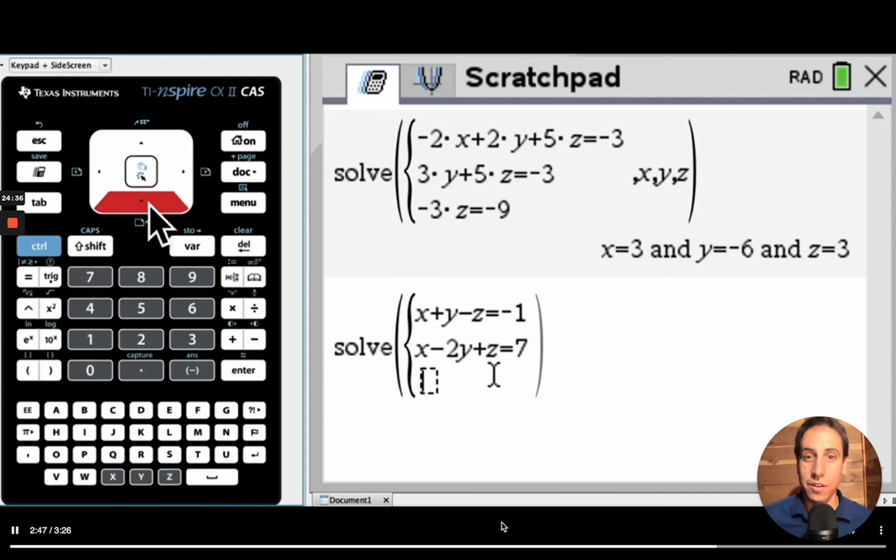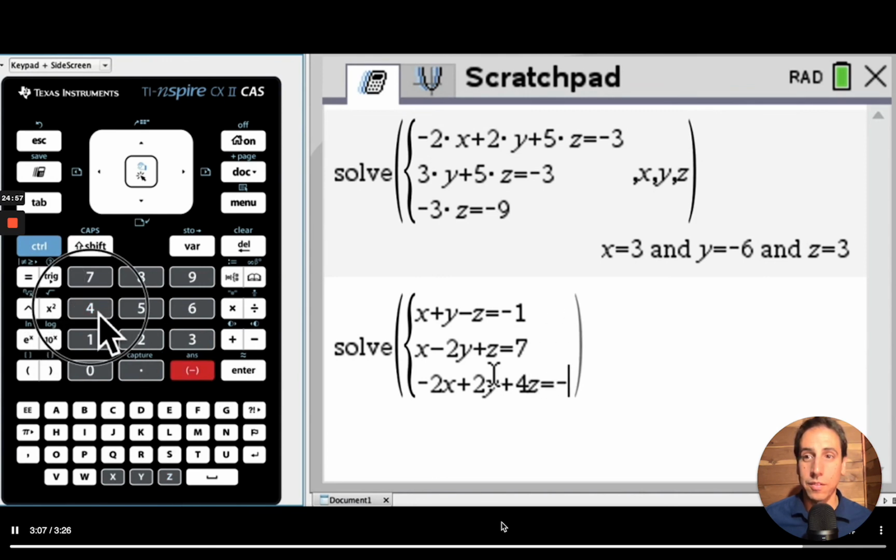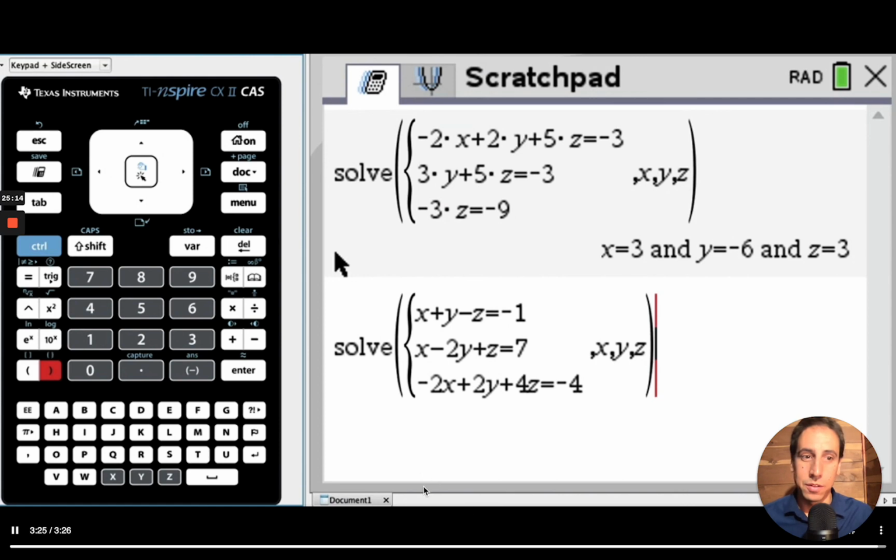Down arrow to get to the third. Negative 2x plus 2y plus 4z is equal to negative 4. What are we going to solve for? You have to tell it. It's not obvious to the Inspire for whatever reason. You've got to tell it, I want the answers for x, comma, y, comma, z. Close parentheses. Enter. And I want you to press the enter button and tell me what the answer is.